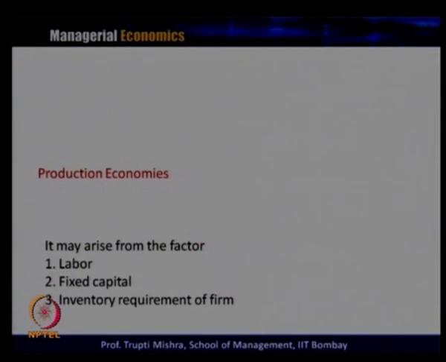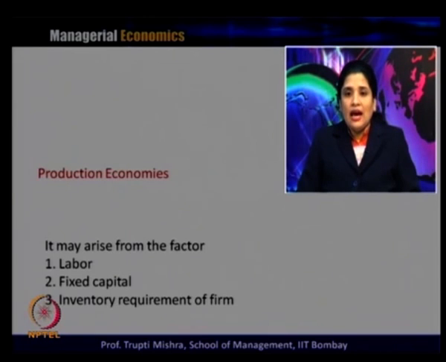So, we will start our discussion with production economies under real economies, how generally there are production economies of scale. And production economies generally may arise from the factors, that is, either from labor, or from fixed capital, or from the inventory requirement of the firm. So, the advantage under production economies of scale either comes from labor, or from fixed capital, or from the inventory requirement of the firm.